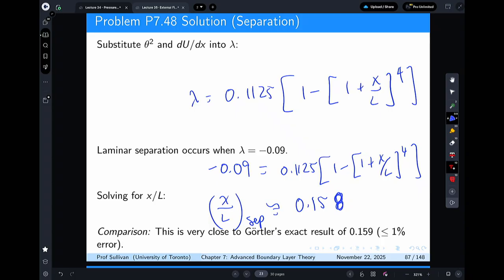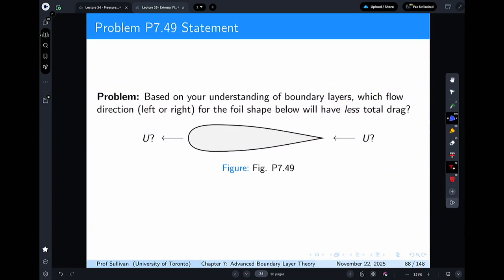And again, I'm not deriving Görtler's result. I'm just presenting it as a result and as a solution. Any questions? Two more examples on this.